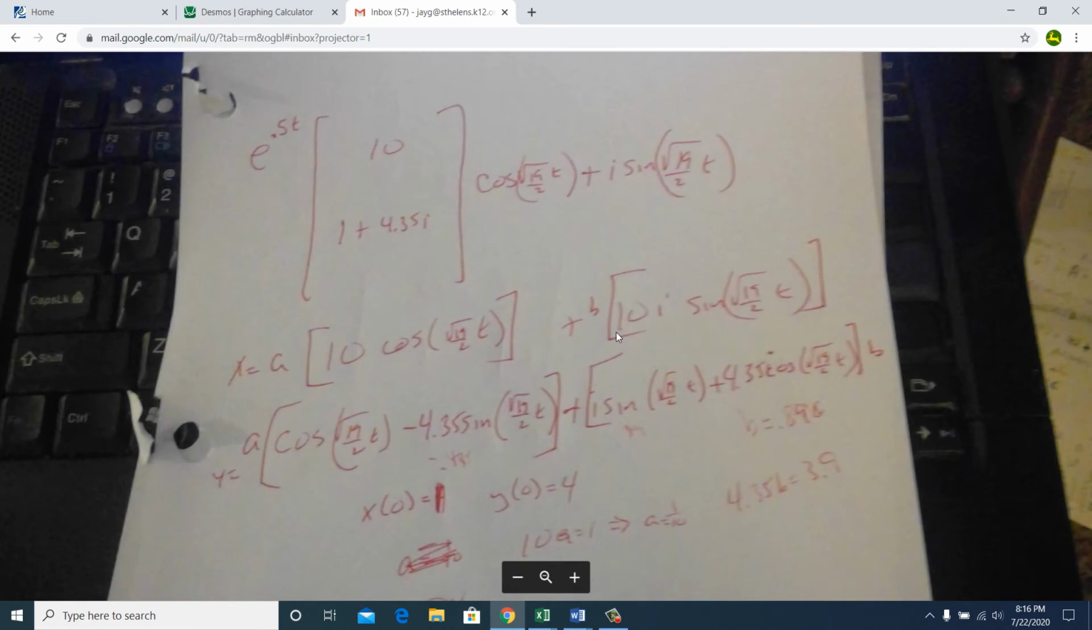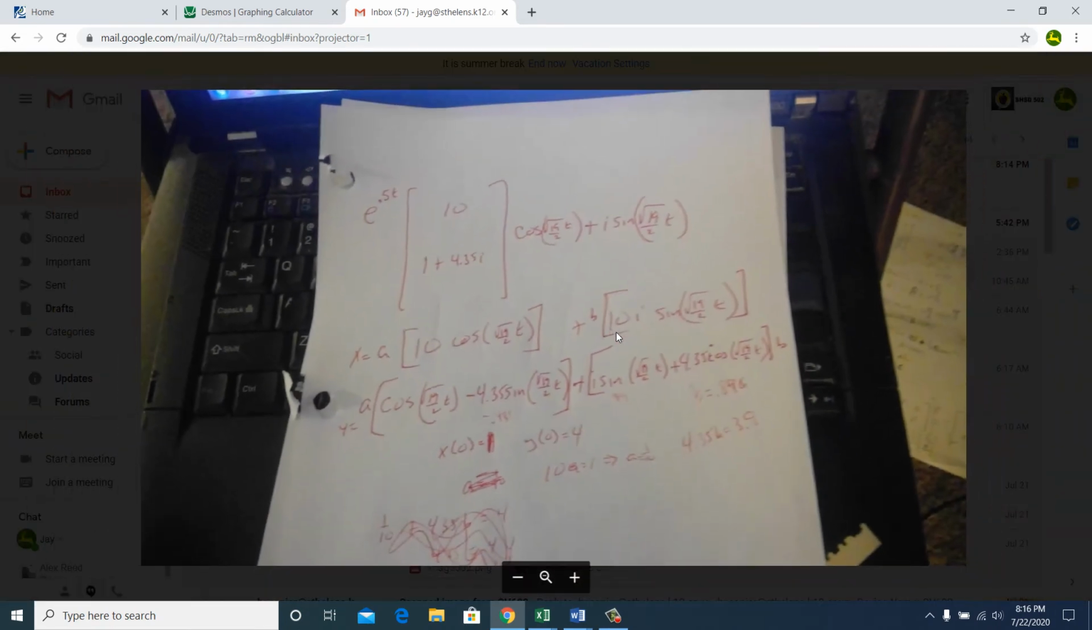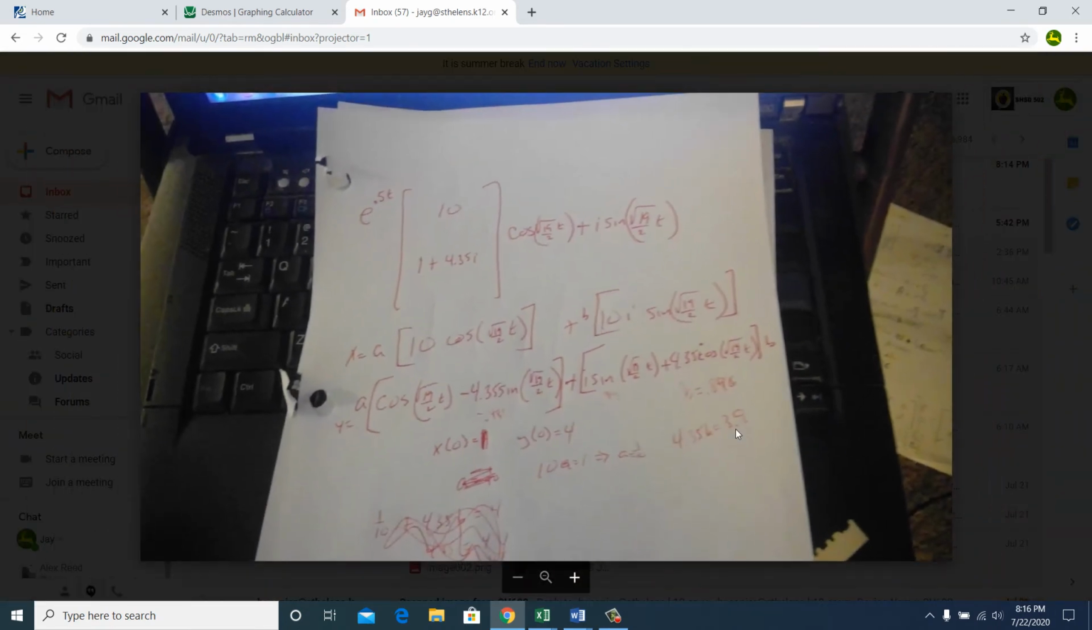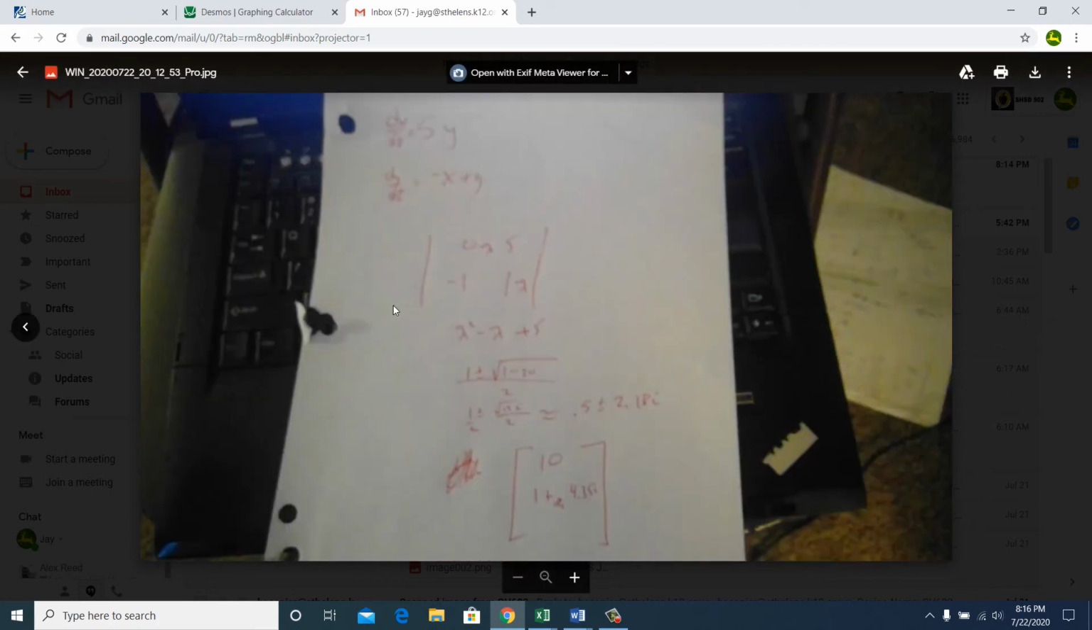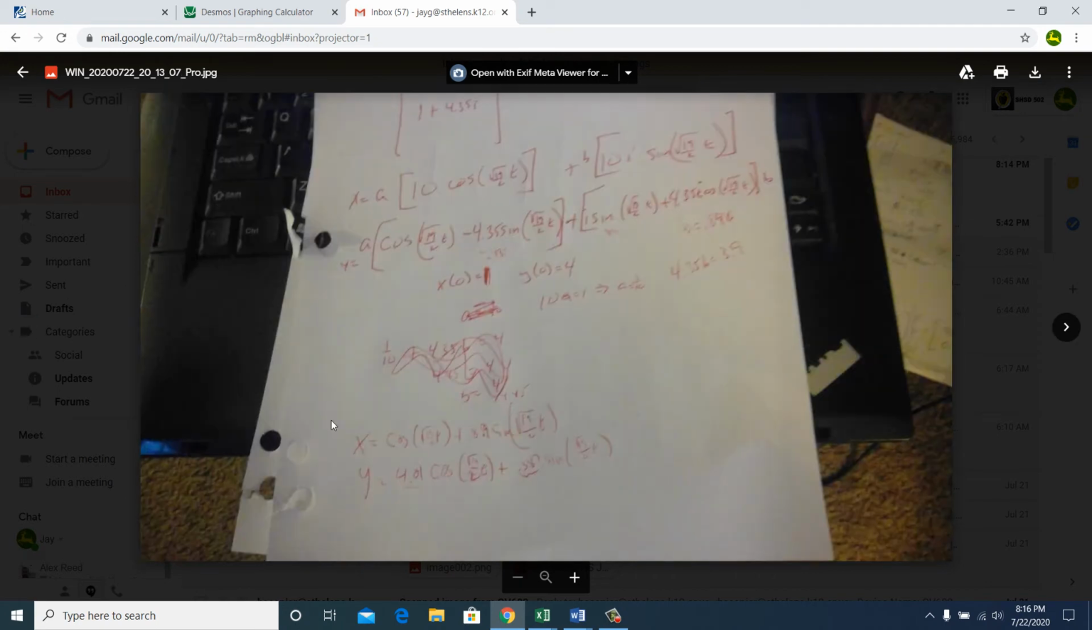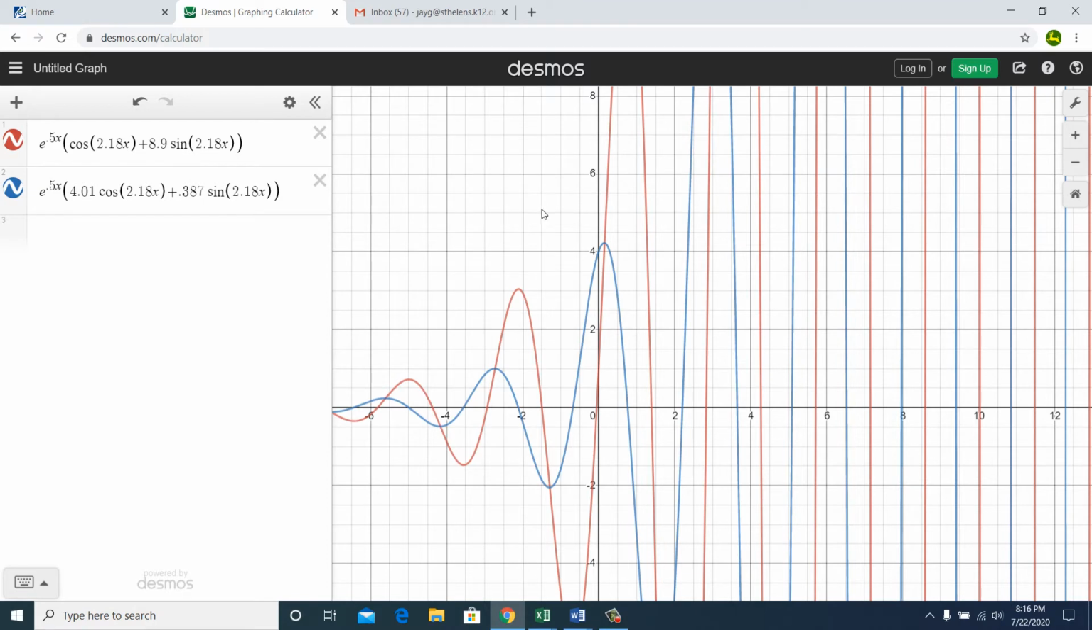Then I went ahead and solved for a and b, and I got b was like 0.89 and a was 0.1. So when you plug those in, I ended up with these two equations right here. And those two equations right here are these two guys right here.